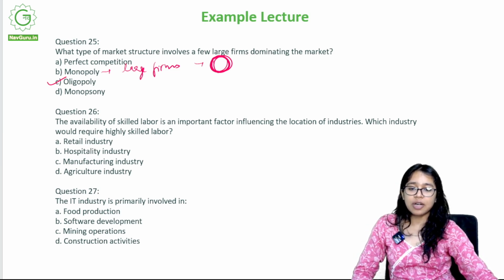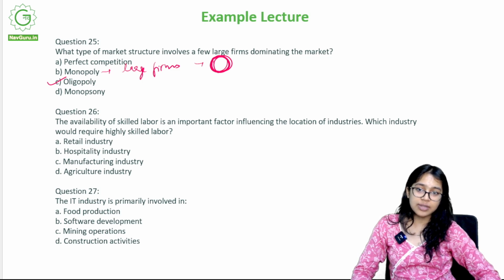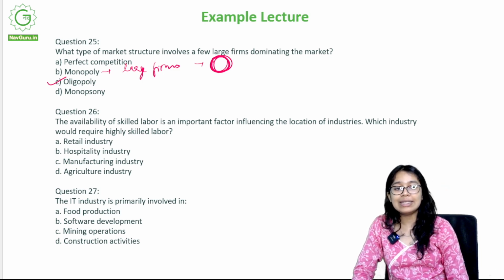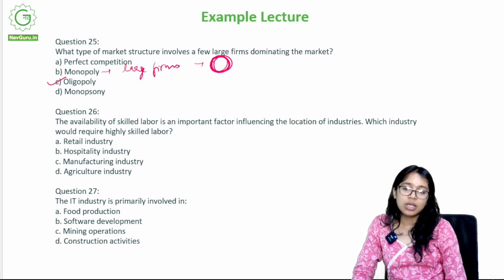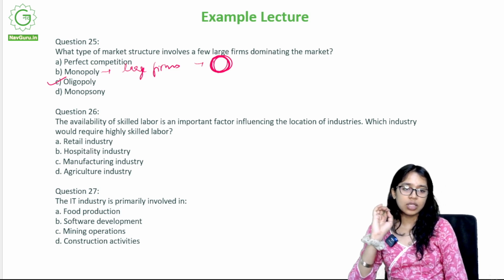The availability of skilled labor is an important factor in influencing the location of industries. Which industry would require highly skilled labor? Of course, the availability of skilled labor on the basis of the location of industry is something that's very necessary.